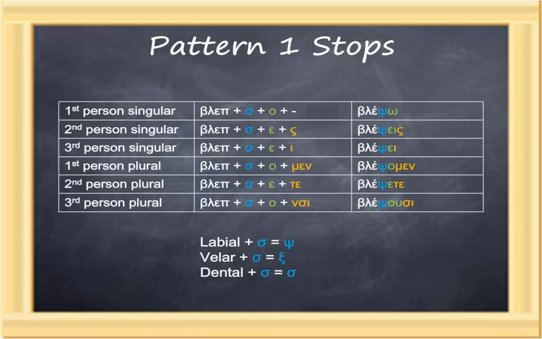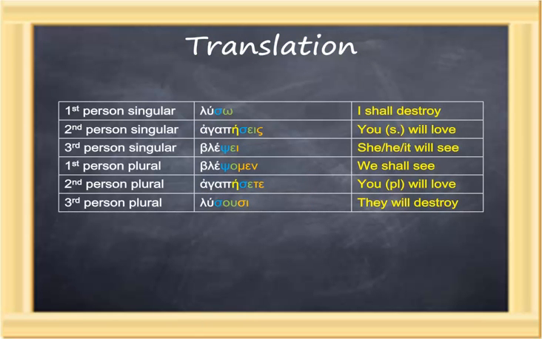So a labial stop plus a sigma gives psi, a velar plus a sigma gives xi, and a dental plus sigma, the dental drops out and only the sigma remains. These are the three examples of the first and major pattern for forming the future active indicative. Let's now do some translating, because no matter which of these sub-patterns is followed, translation is always the same for the future. Lyso, I shall destroy.